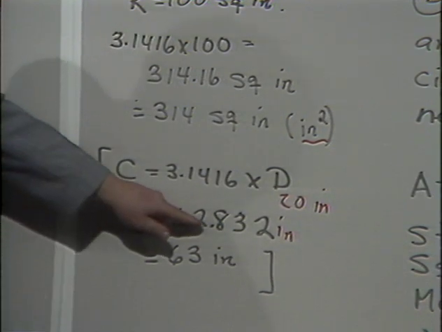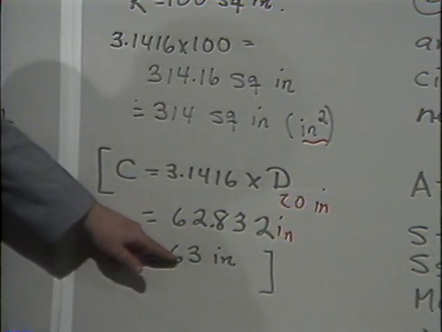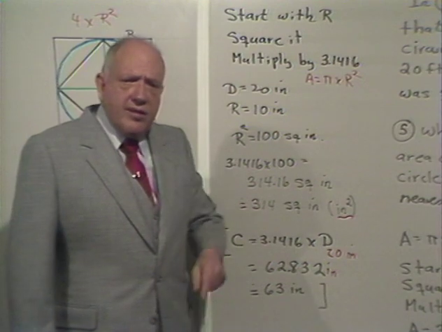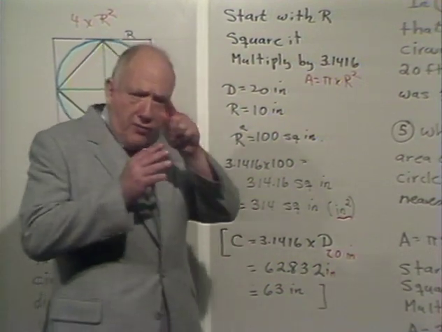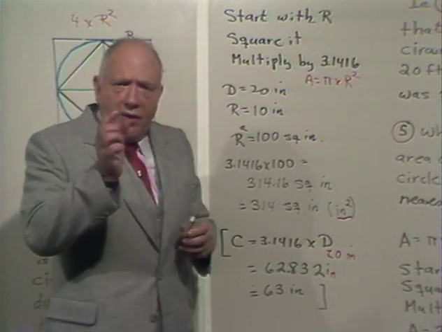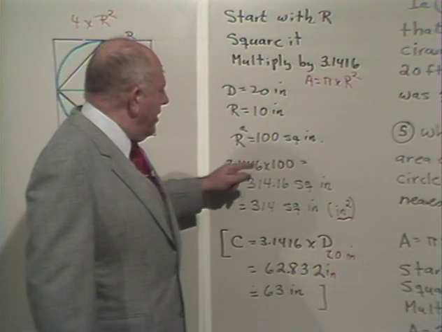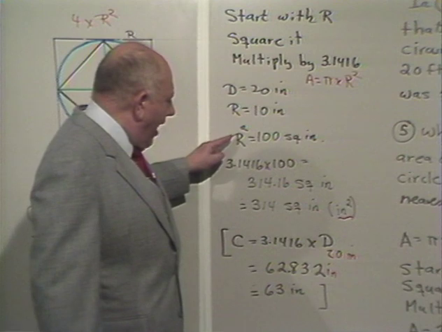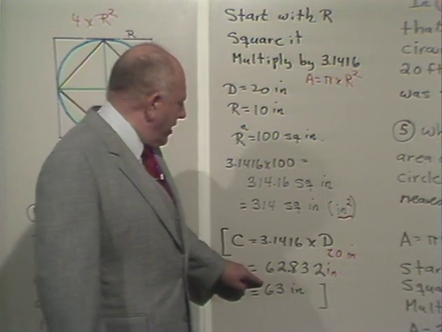You get 62.832 inches. And that's the same as 63 inches. There's no square there. That means you're finding the distance around. And again, even if this sounds boring, take a piece of graph paper where the things are marked off into small squares. Draw a circle whose diameter is 20 inches. Draw that circle. Measure the distance around. See if it doesn't come out on your scale to be around 63 inches.